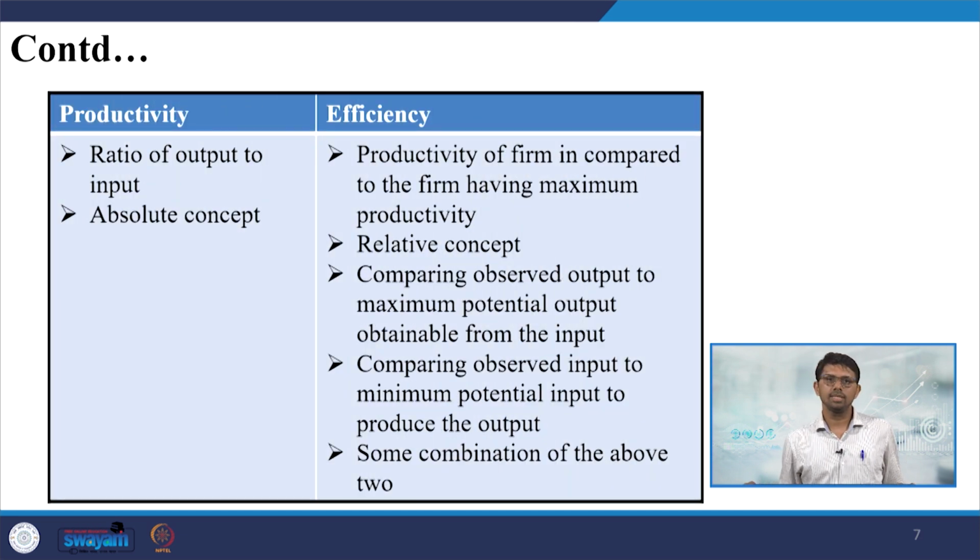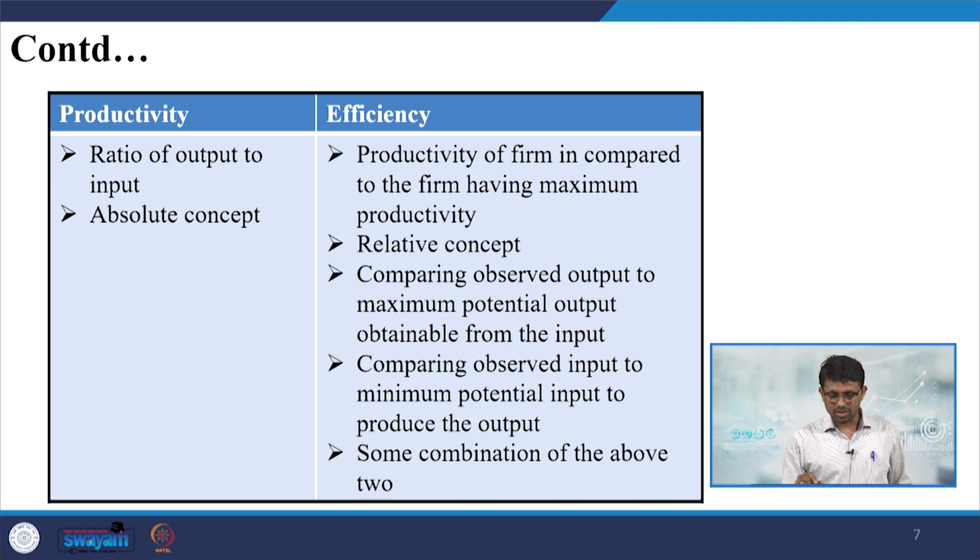Productivity and efficiency, by definition and by concept: once again, productivity is the ratio of output to input, and usually this is considered to be an absolute concept, whereas efficiency is a score that is derived relatively. We are finding the relative value which is comparable.